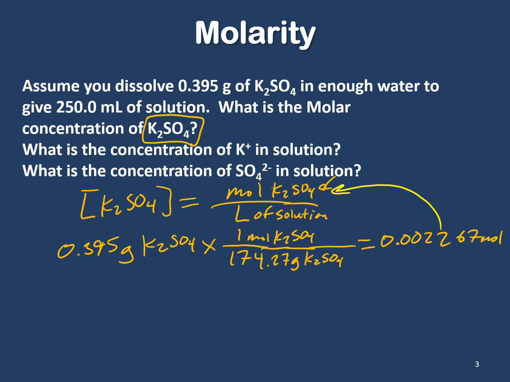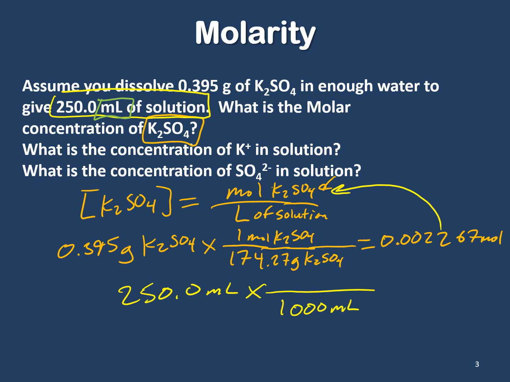Now we need to get the volume of the solution. Well, we're actually given the volume of the solution, but there's a bit of a problem. It's in milliliters. We need to convert this to liters. So I know that 250.0 milliliters are present for the solution, and I know that there are 1,000 milliliters in 1 liter. This gives me 0.2500 liters of solution. This guy now goes here, right?